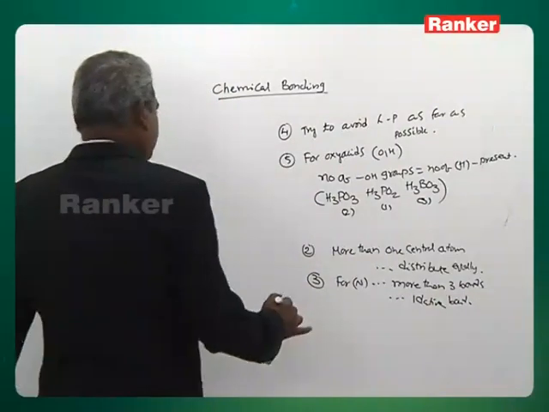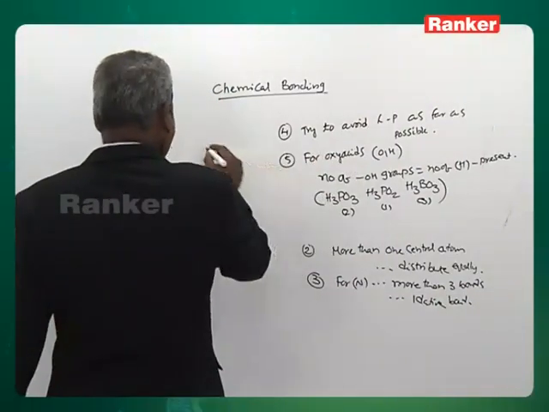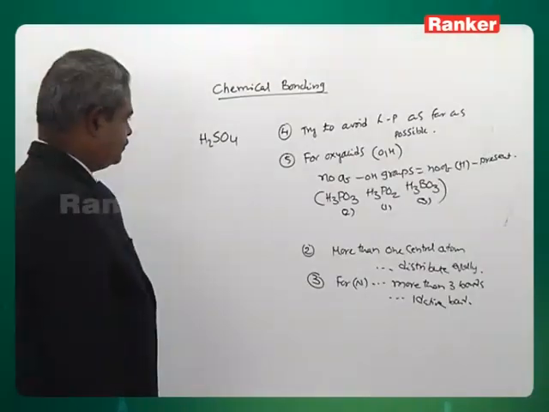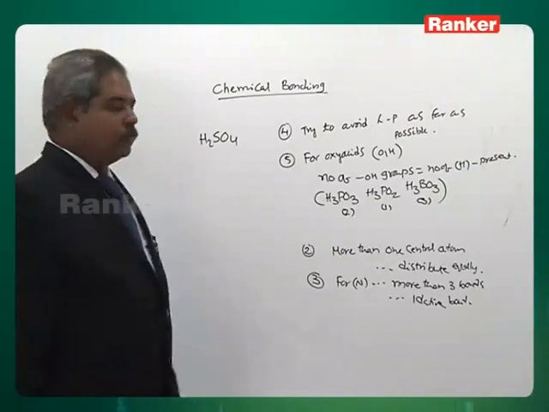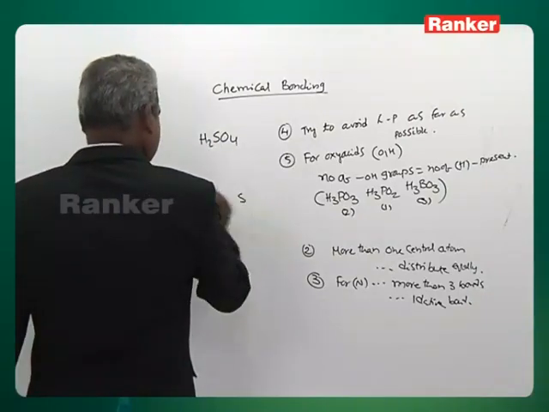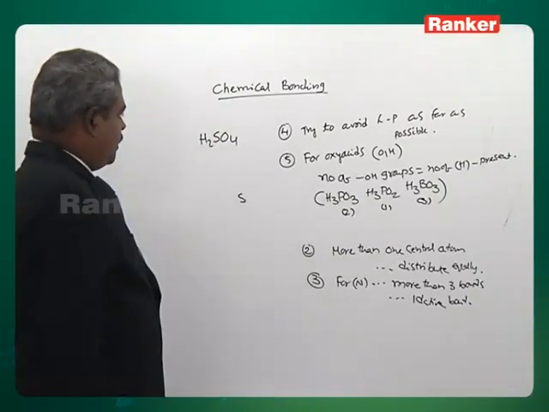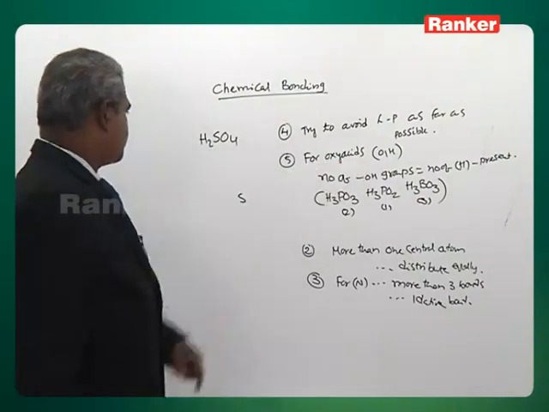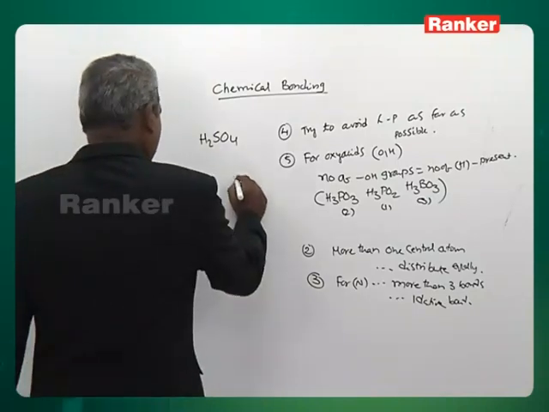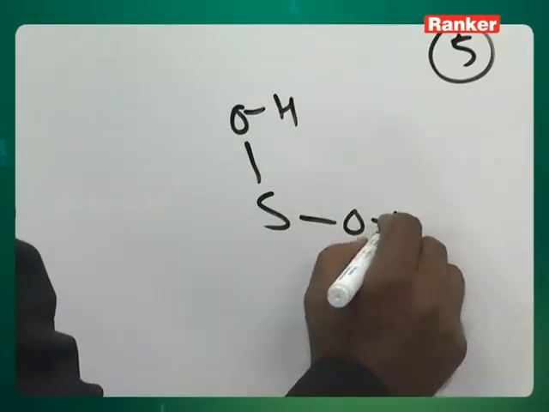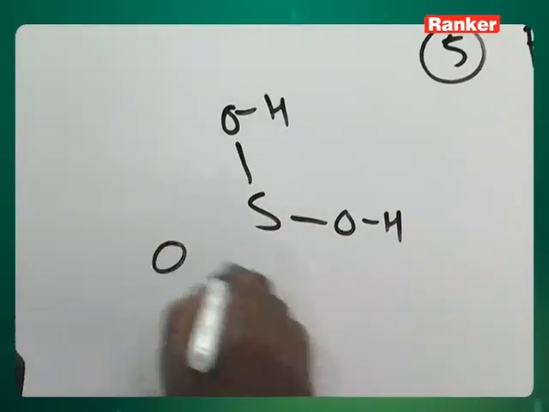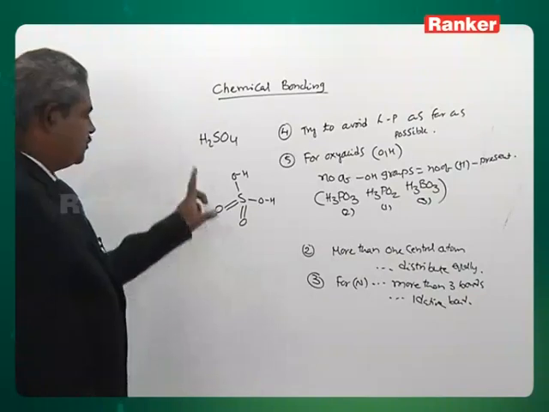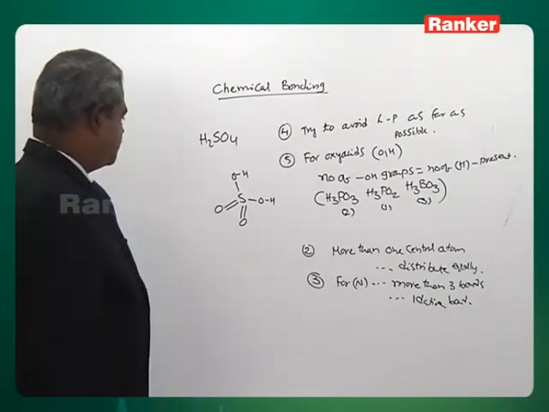Now, H2SO4. How will you draw the structure? H2SO4. 1 sulfur, the central atom. And 2 hydrogens, number of OH groups is equal to number of hydrogens present. Since you have 2 hydrogens, you draw 2 OH. What else are you left with? 2 oxygens, they form 2 bonds each. That's all. As simple as that.